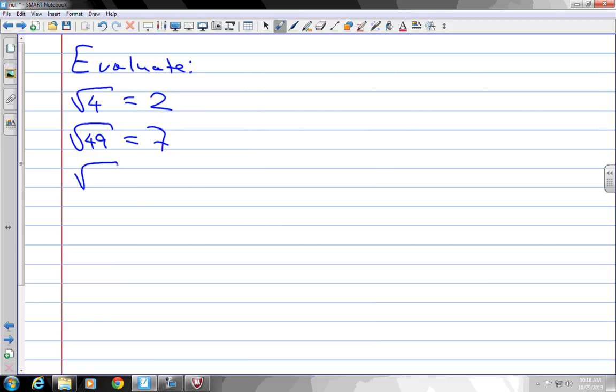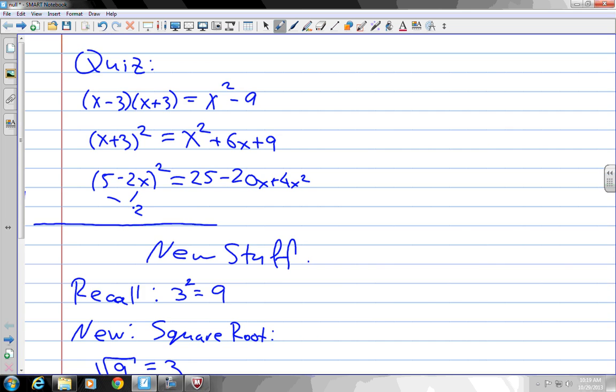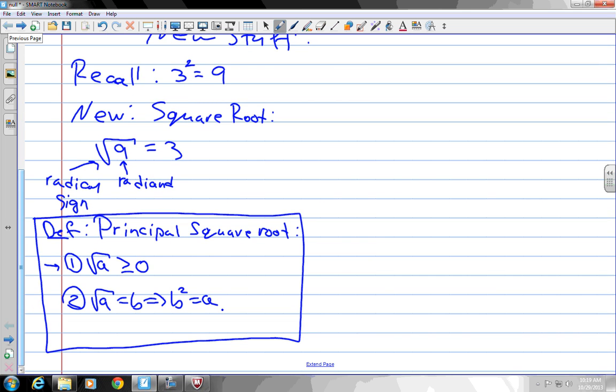7. Good. How about the square root of 1/4? 1/2, because 1/2 squared equals 1/4. How about square root of 1/16? 1/4. How about square root of 1? 1. How about square root of 0? 0. Right? Does that fit our definition? Well, the definition states the square root is greater than or equal to 0, so that works.